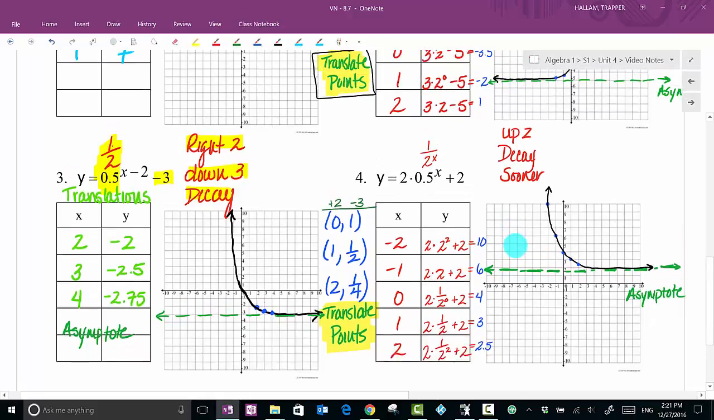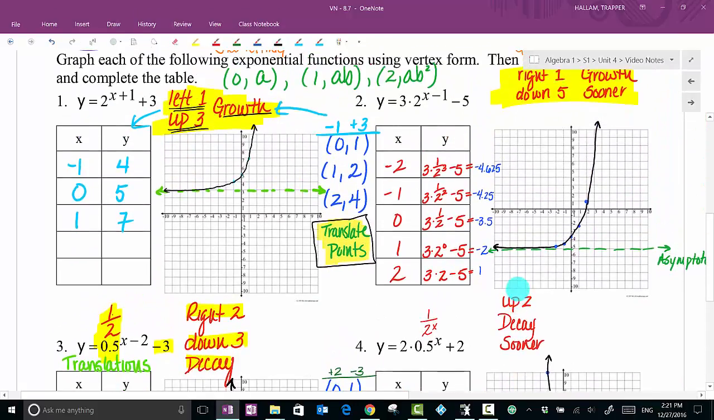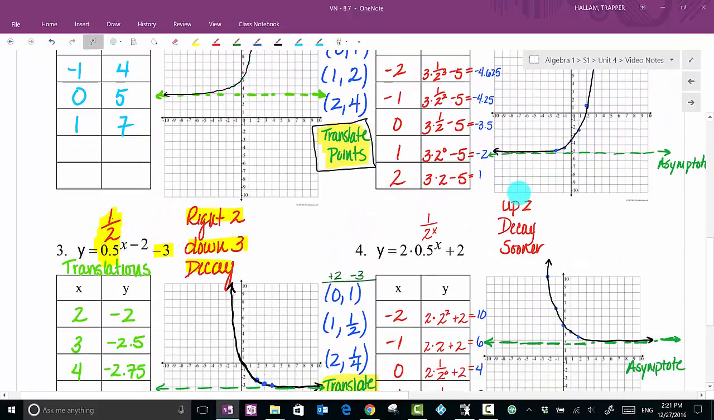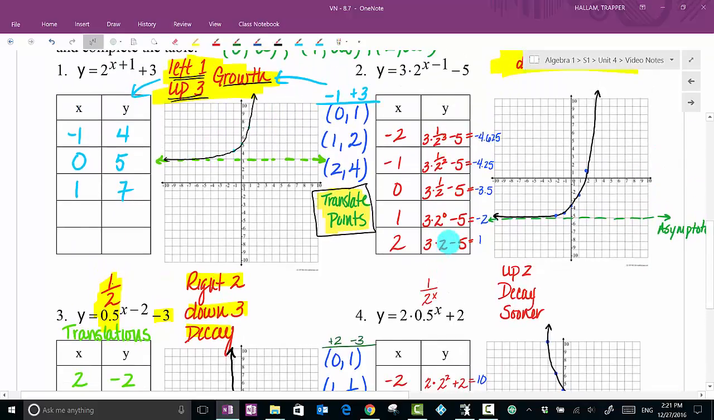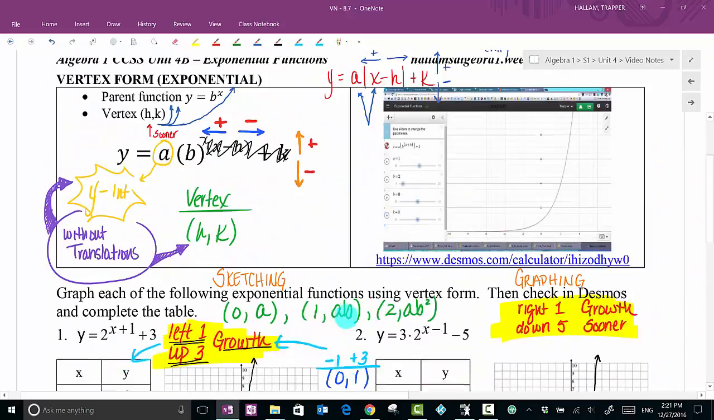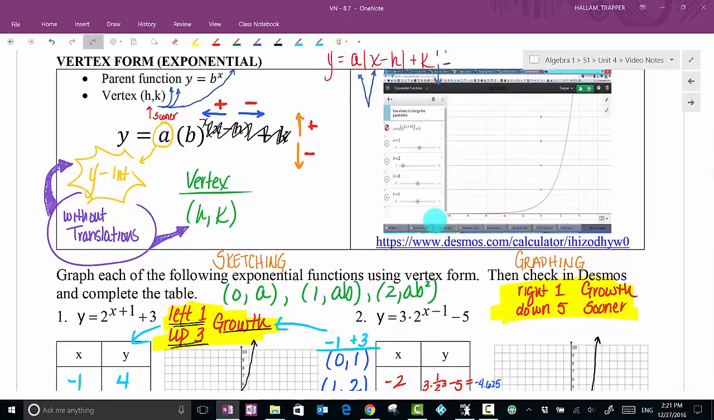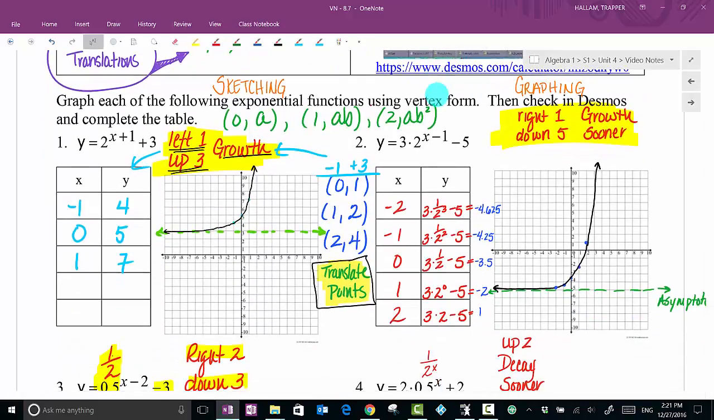Okay. You'll notice though in any of these, I didn't reference the fact that none of these a values are negative. If any of these a values are negative, it would flip the function over. I think we did that in the last section.